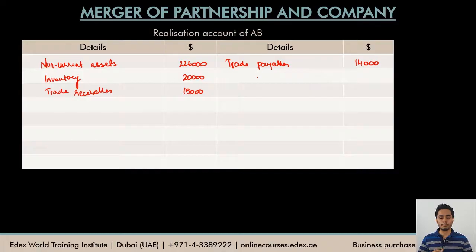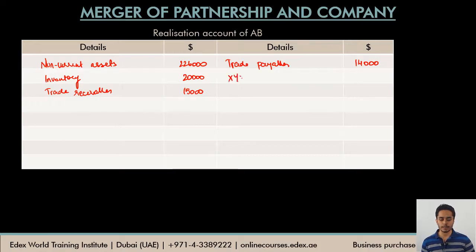But in this case, the company is not selling the assets individually, or discharging its liabilities individually. What is happening is the company is receiving a single purchase consideration from the company XYZ PLC, and hence we would directly record that purchase consideration here in the realization account.